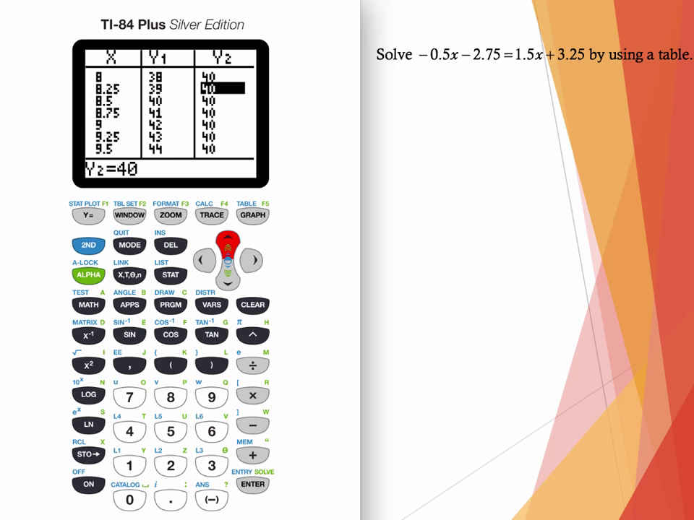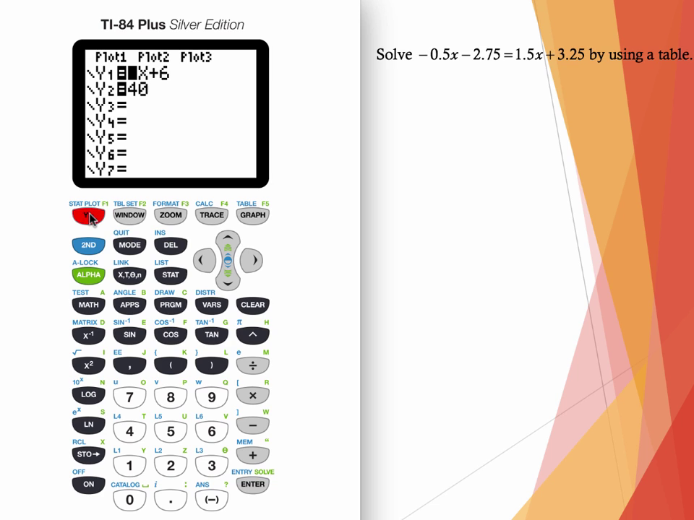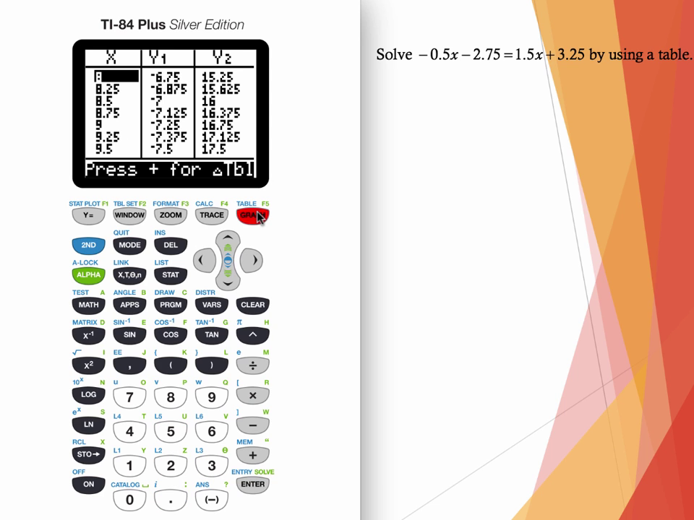In our last example, we're going to solve negative 0.5x minus 2.75 equals 1.5x plus 3.25 using the table. So my left-hand side is negative 0.5x minus 2.75. y2 is the right-hand side of my equation, which is 1.5x plus 3.25. Second, and then the table, and we're looking again where y1 is equal to y2.